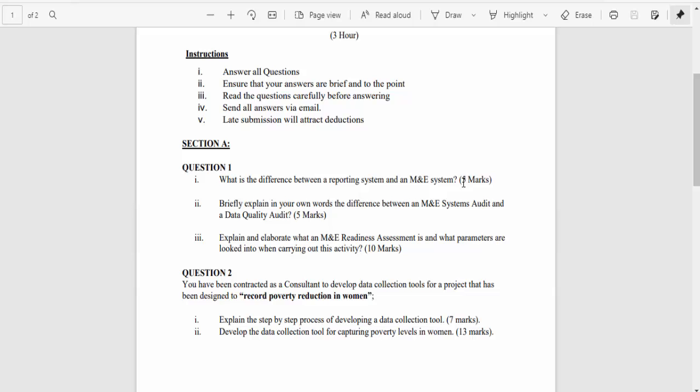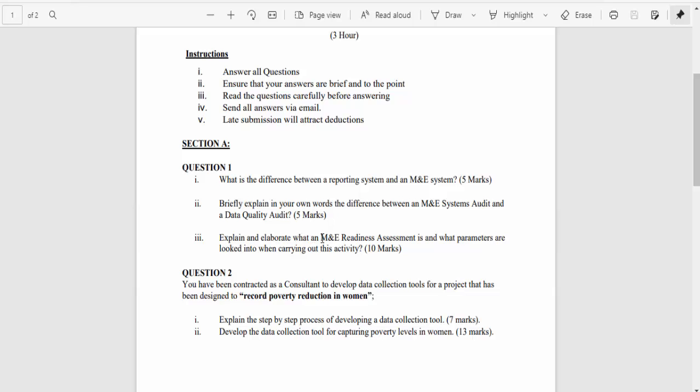Briefly explain in your own words the difference between an M&E systems audit and a data quality audit. A very good question. So an M&E systems audit is mainly looking at M&E. A data quality audit's focus is on the data. And the standard used with a data quality audit is essentially looking at the dimensions of good quality data. Is the data that you're collecting good quality? Does it meet the standard? Okay, so these are additional 5 free marks.